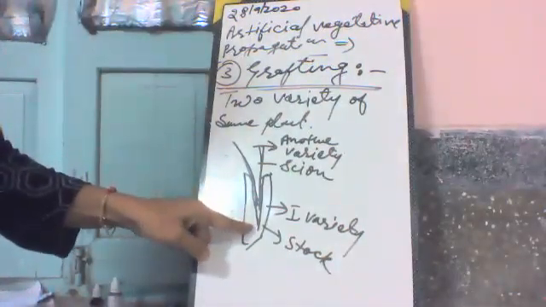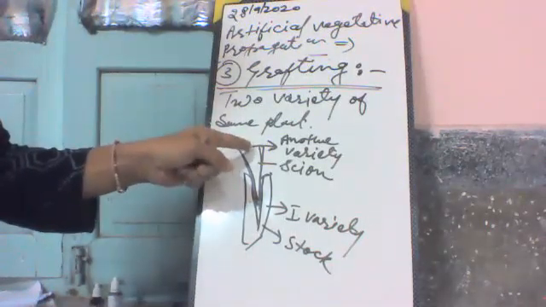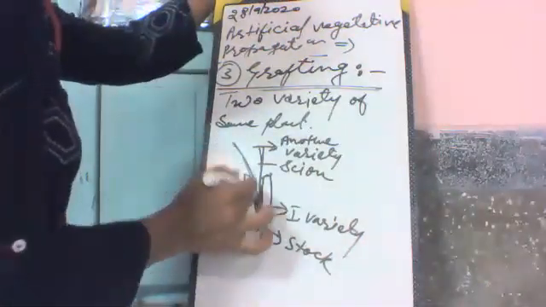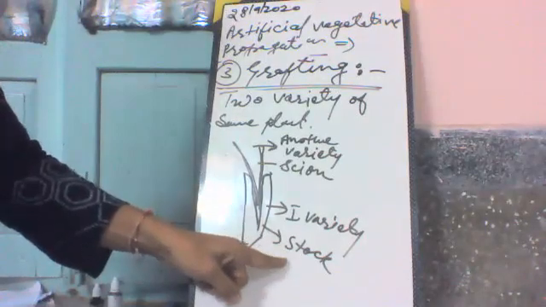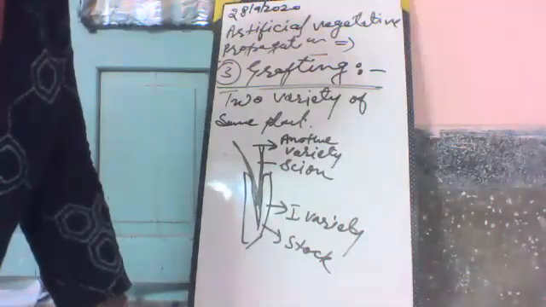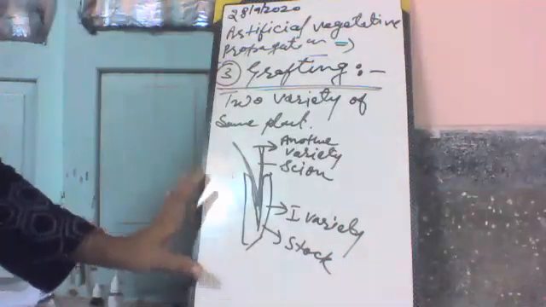The variety of this plant is changed to this variety of this plant, and the stem of this plant is fixed in the first variety's stem, and it is known as stalk. For a successful graft, it is important to make it successful.